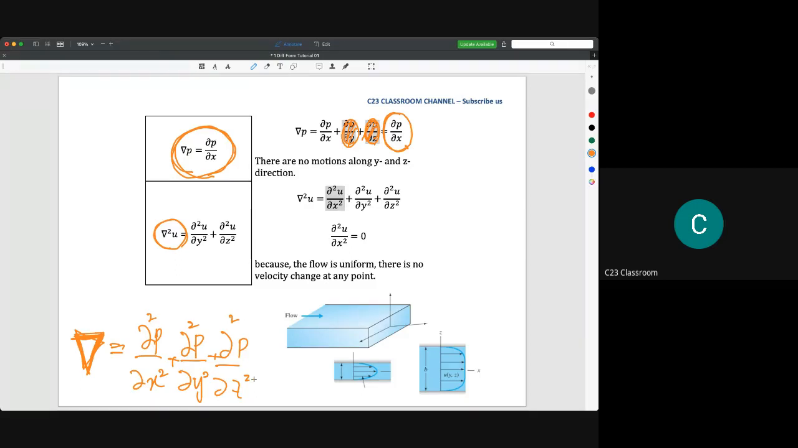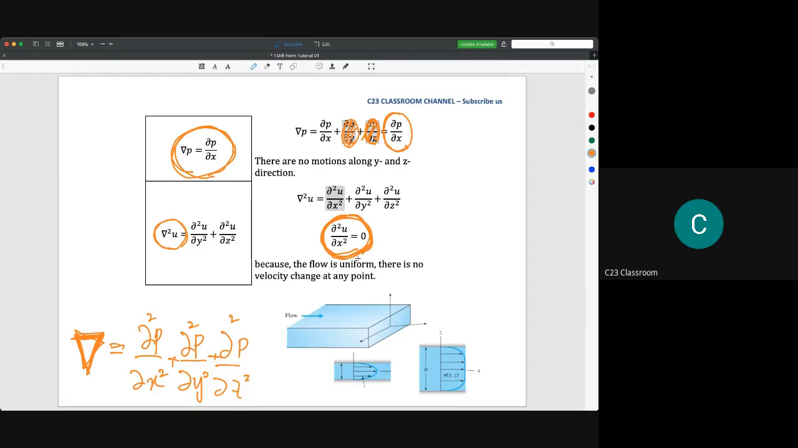So again, because we are focusing on x direction, as I said, the value of velocity remains constant along the x direction. So it means that du/dx here is equal to 0.